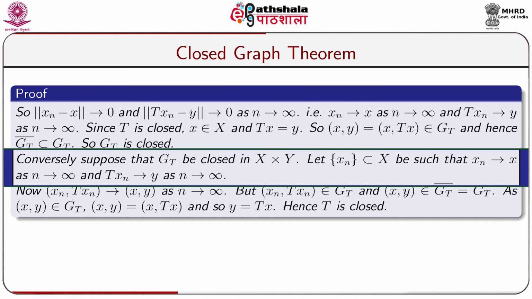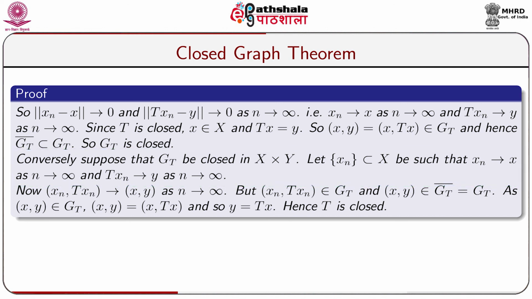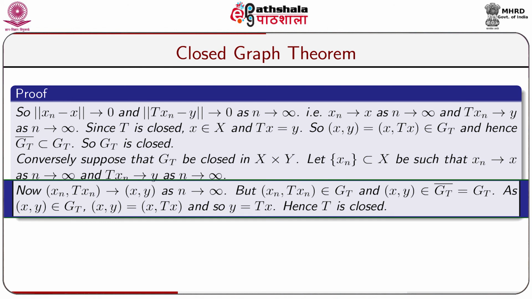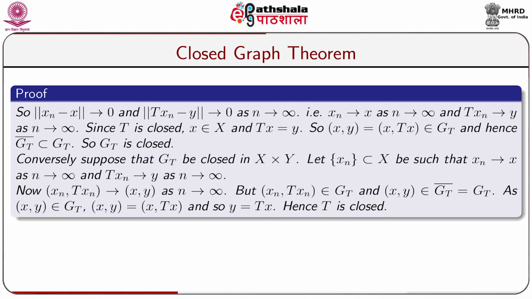Conversely, suppose that Gt is closed in the product space X cross Y. Let the sequence xn, an element of X, be such that xn goes to x as n tends to infinity and Txn goes to y as n tends to infinity. Now, the pair (xn, Txn) goes to (x, y) as n tends to infinity, but the pair (xn, Txn) belongs to Gt, and so (x, y) belongs to Gt bar. As Gt is closed, we can take Gt bar equal to Gt, and so (x, y) belongs to Gt, and so (x, y) is equal to (x, Tx), and so y equals Tx, hence T is closed.